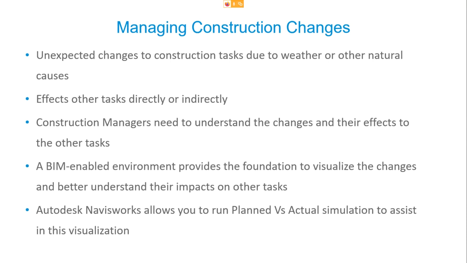Again, it could be because of the rain, or because of other problems, labor problems, and so on. Because we could not pour the slab last week, it now has a flow-on effect on other tasks like steel erection and things like that. So as construction managers, it's really important for you to understand the changes and what effects these delayed tasks would have on the other tasks.